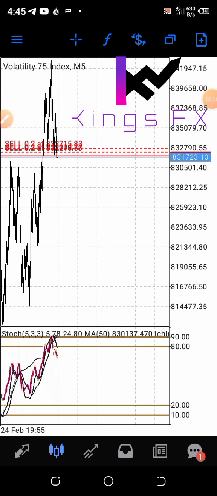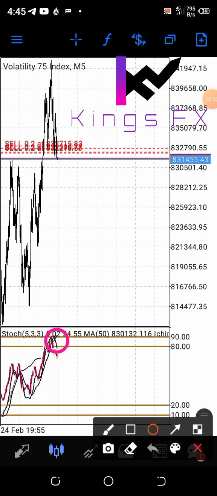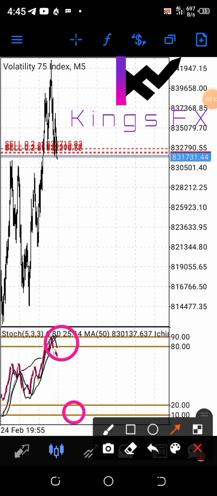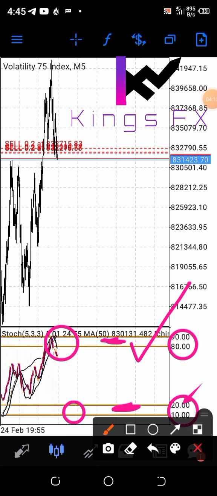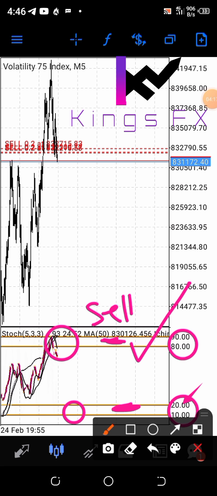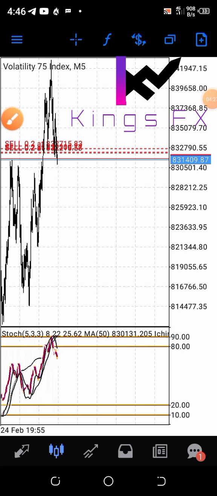Now all we need to do is to see our indicators converge at the overbought region for us to sell, and the oversold region for us to buy. Our oversold region is between the levels 20 and 10. That's our oversold region between these two levels here. The overbought region is between these two levels here. So once we see our lines at this point, we are expected to take an action, either buy or sell, depending on where the line is. If it is at the overbought region, we are selling here. If the line is at the oversold region, we are buying here.